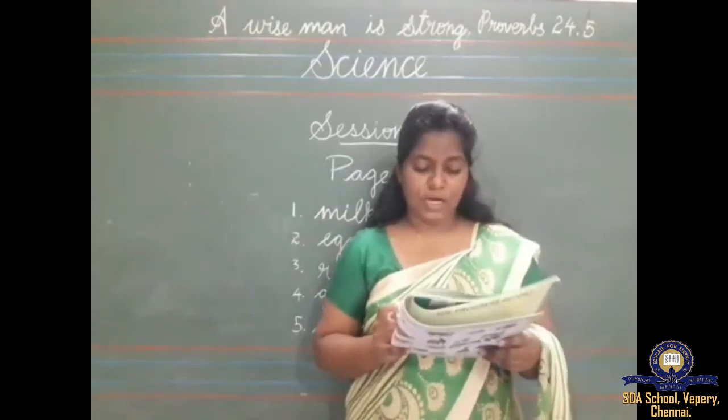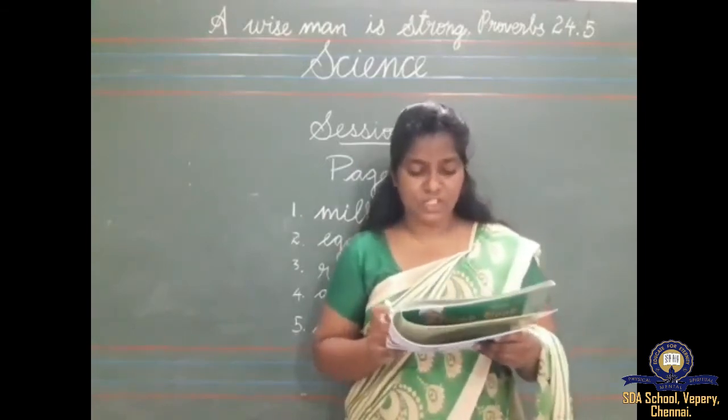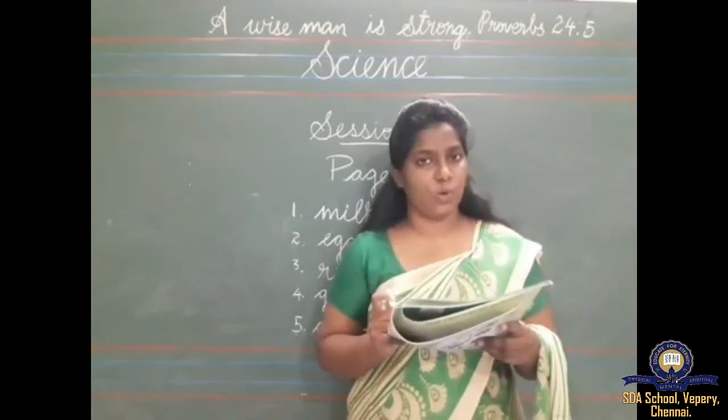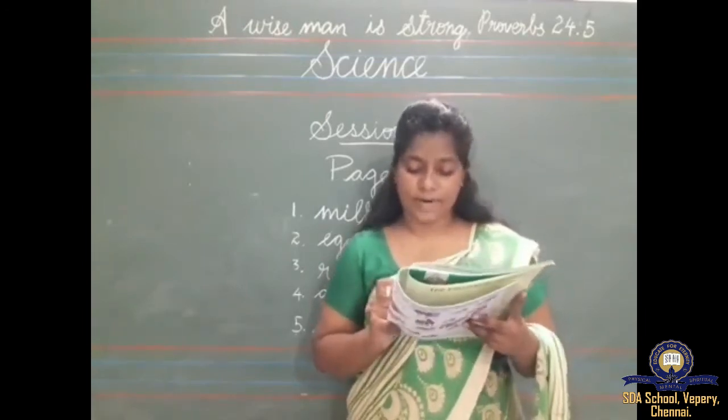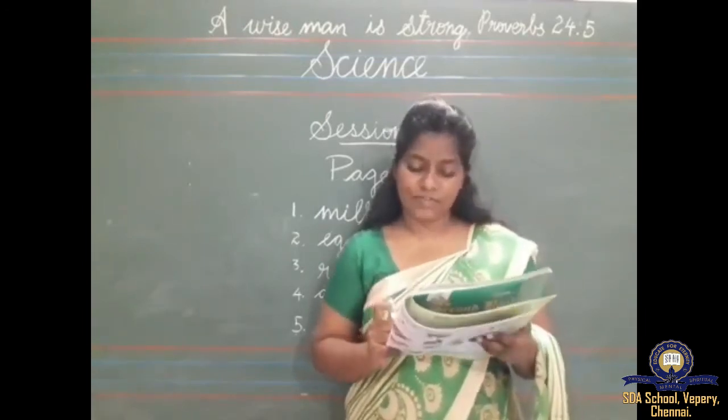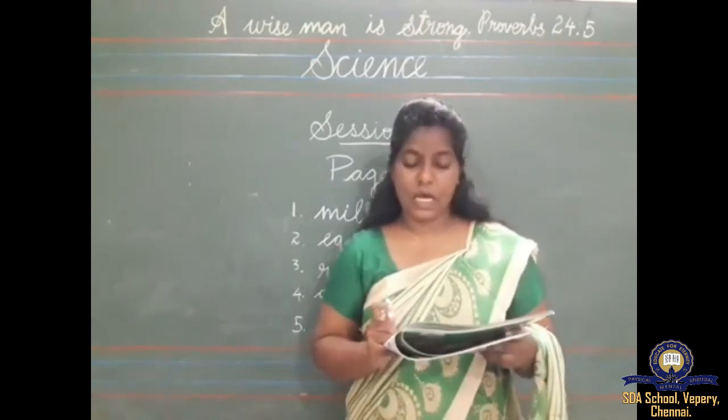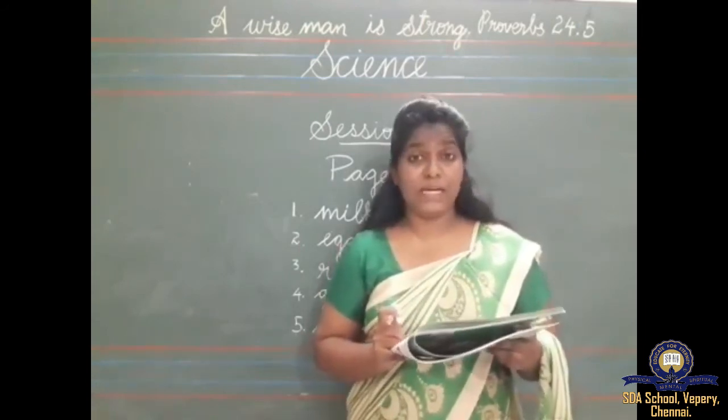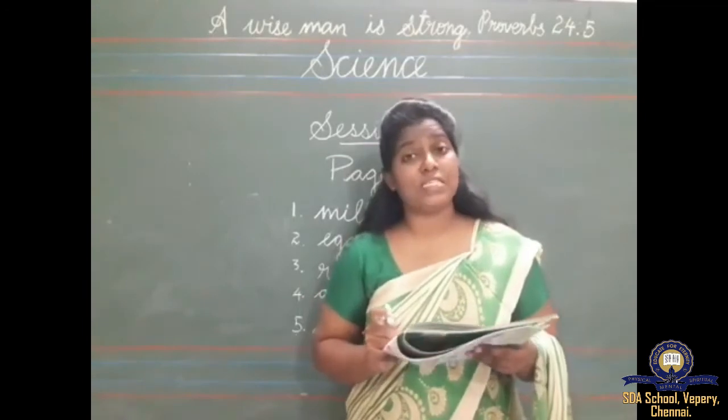In the book, on the right side there are images, and on the left side there are words. Now we are going to find out what it is. What is the first image? Pizza. What is the spelling of pizza?